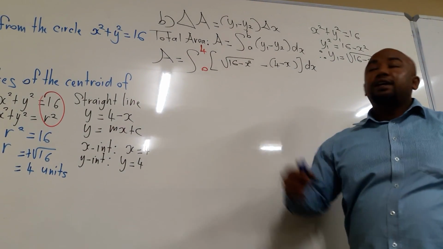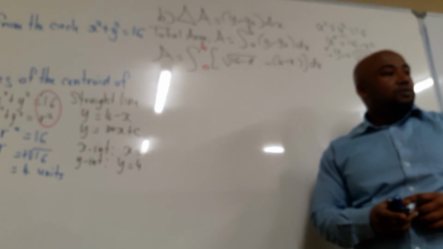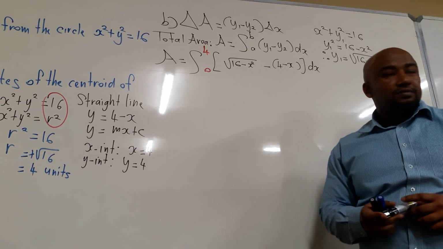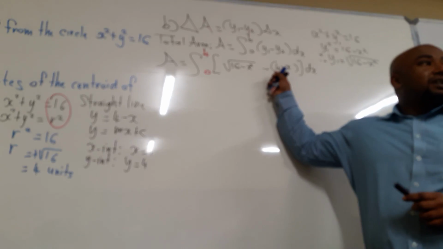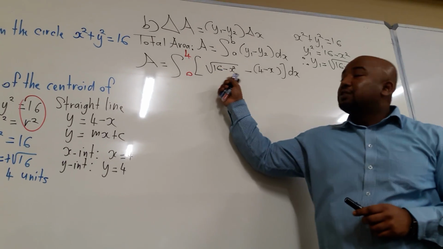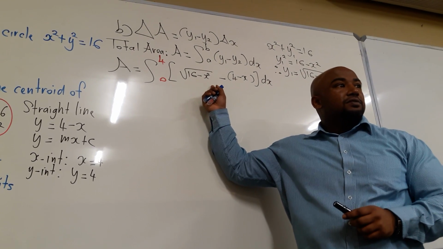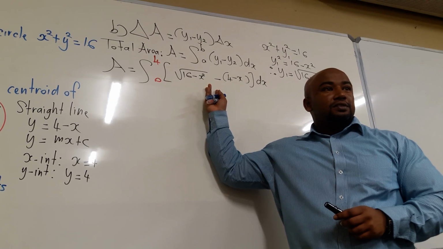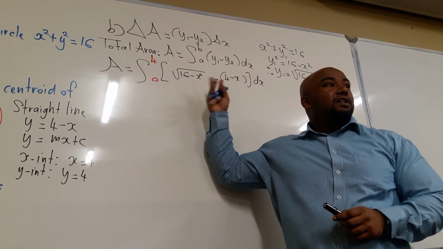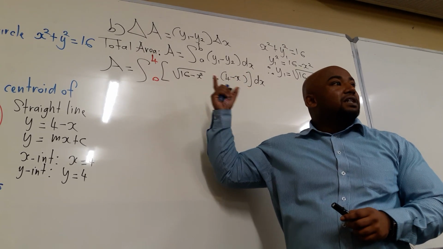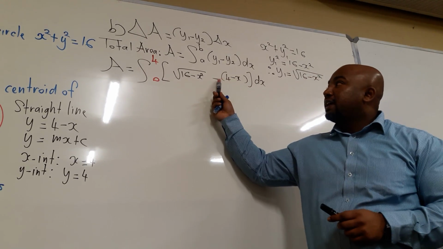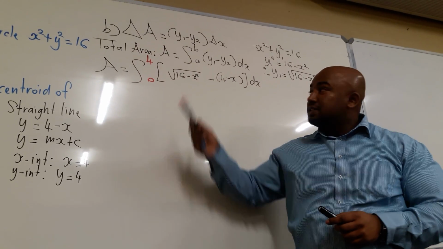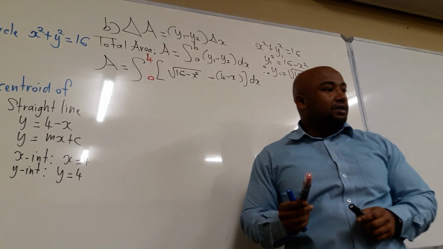So how do we integrate the square root of 16 minus x squared? This is simple to integrate 4 and minus x. But how do we integrate this? What technique are we going to use here? We need to remember integration by completing the square. There are no exact derivatives here. Okay, this is integration by completing the square.